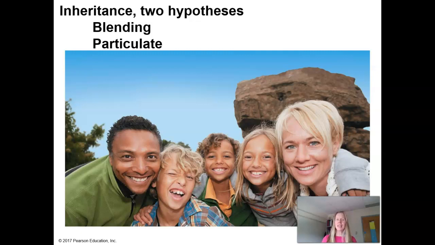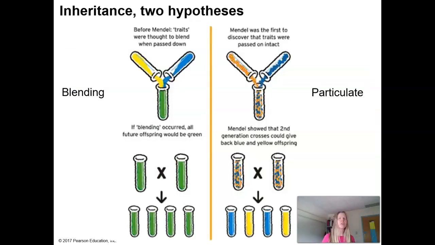And these are the blending hypothesis, this idea that genetic material from two parents kind of blends together like yellow and blue paint becoming green, right? And the particulate hypothesis, which is the idea that parents pass on discrete heritable units, which we would now call genes, right? So it would look something like that. The blending hypothesis versus the particulate hypothesis.